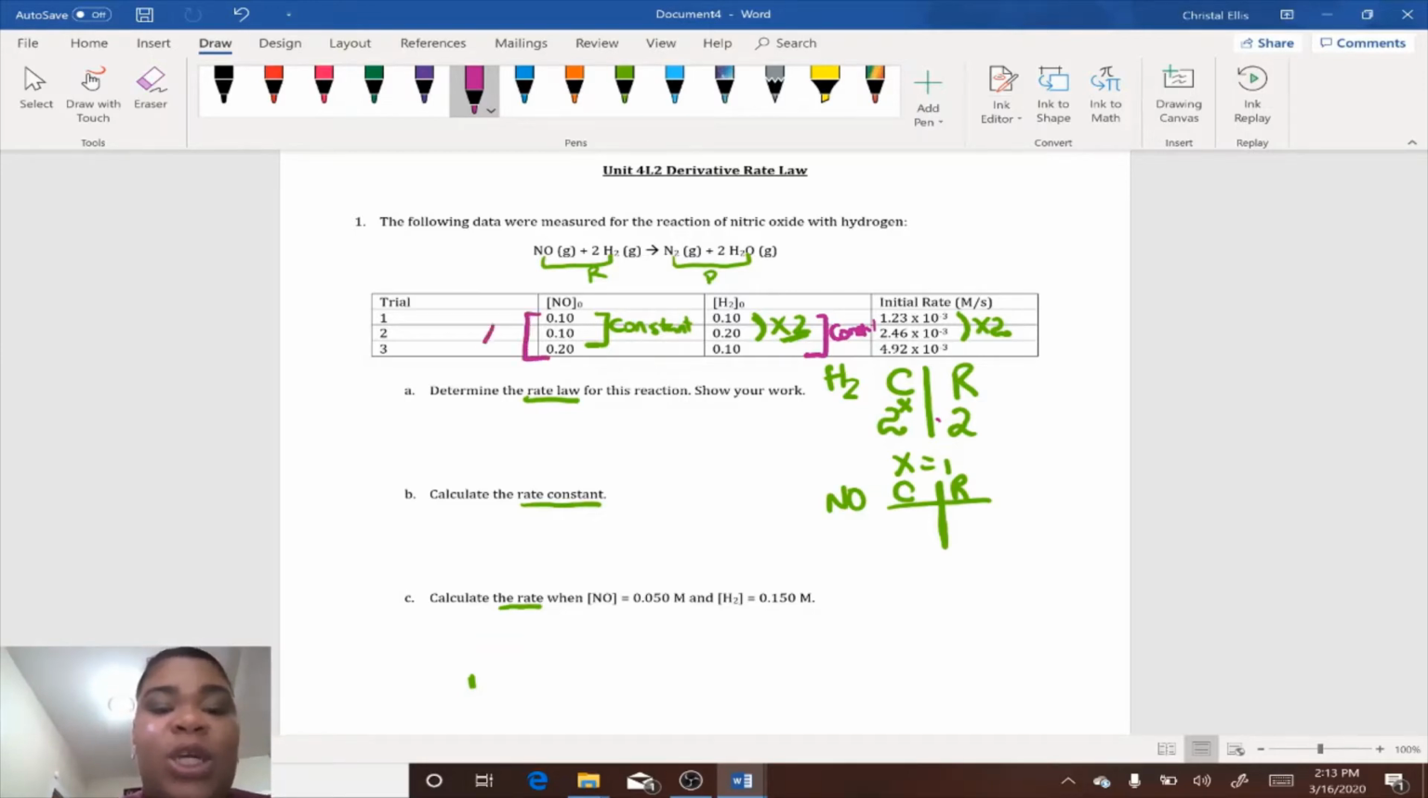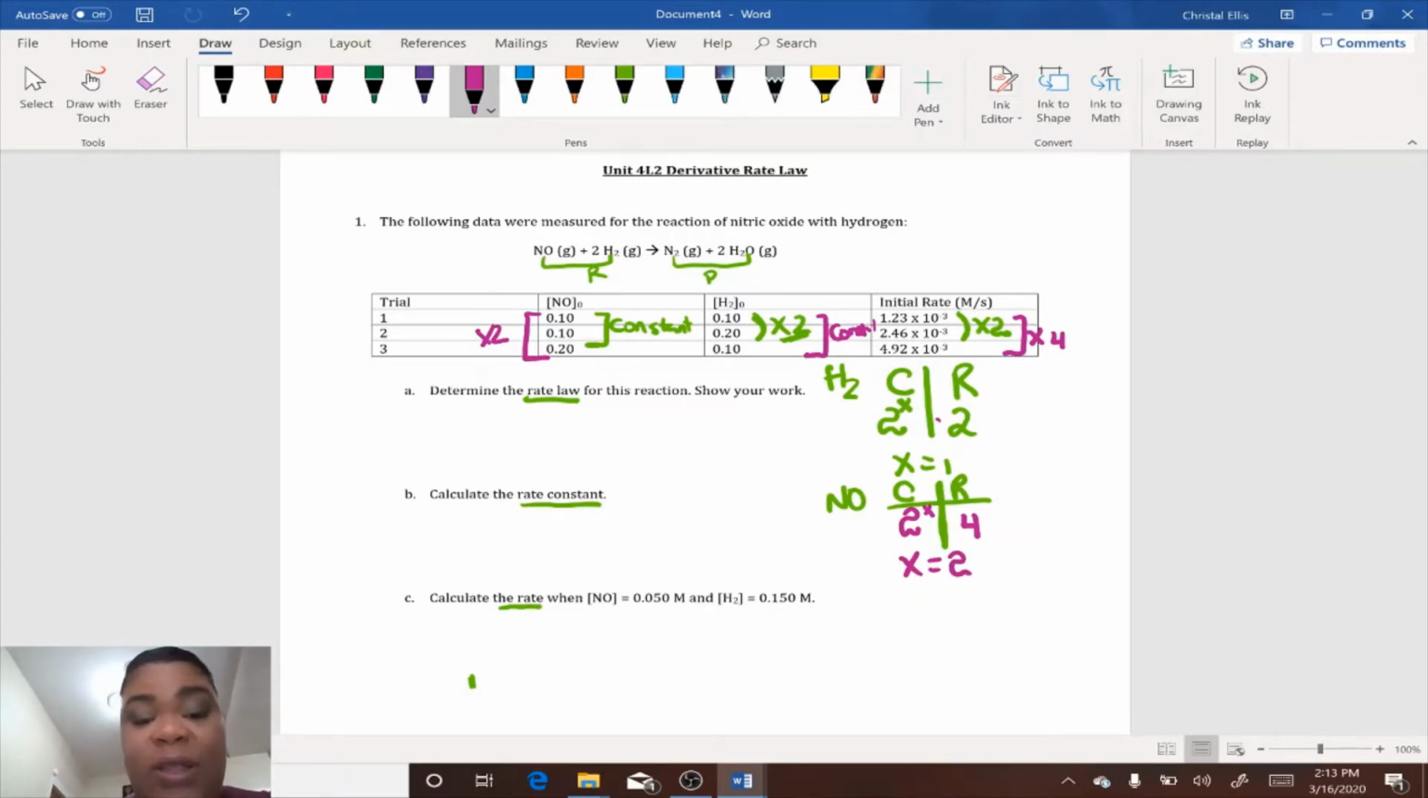And the change here is by 2, because 0.1 to 0.2, you multiply that by 2. So we look here at the rate, and we see that 1.2 going to 4.92, we can multiply that by 4. So we need to ask ourselves, 2 raised to what power is equal to 4? X is equal to 2. So the order of NO is equal to 2.